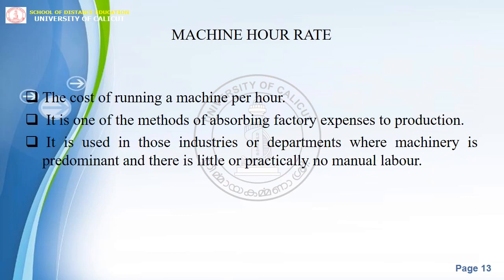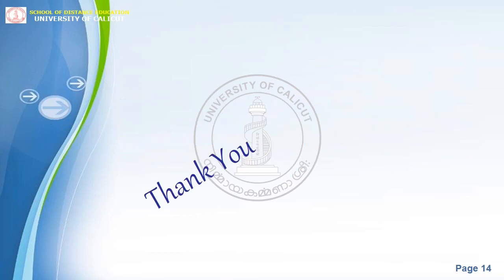Machine hour rate is the cost of running a machine per hour. It is used in those industries or departments where machinery is predominant and there is very little practical or no manual labor. To summarize, we have actually gone into the details of labor cost and overhead cost.